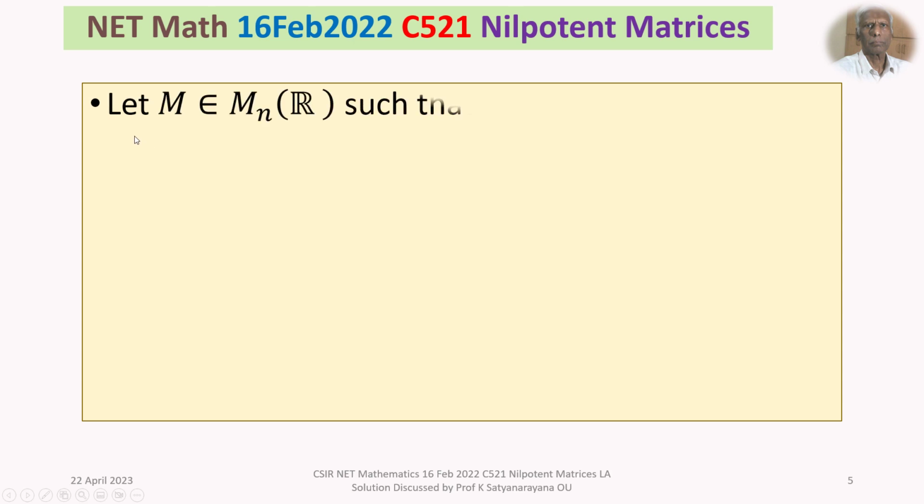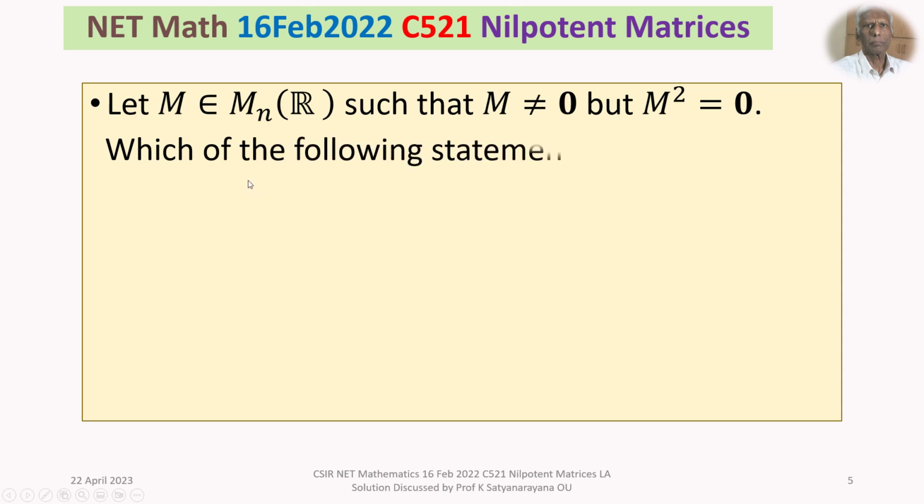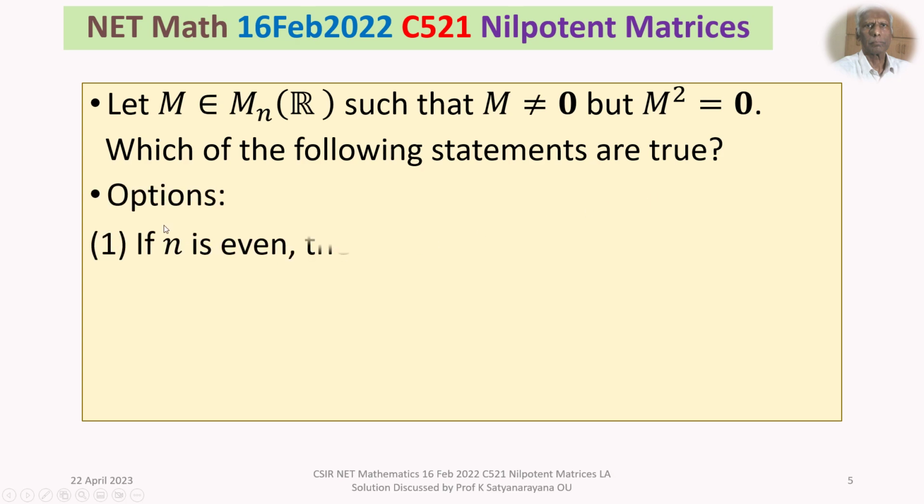The given question is, let M belong to M_n over the set of real numbers such that M is not equal to 0 but M square is equal to 0. Then which of the following statements are true? We are given four options.